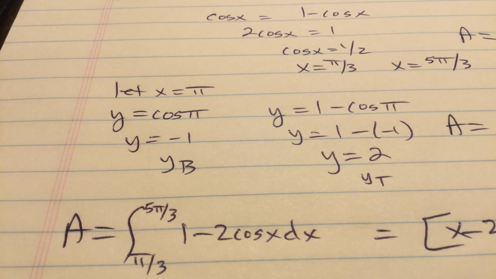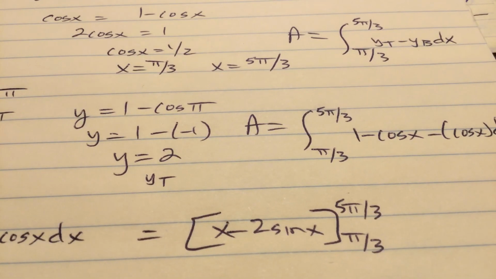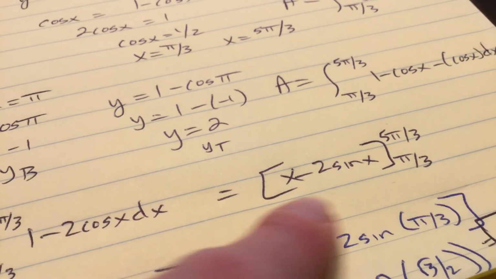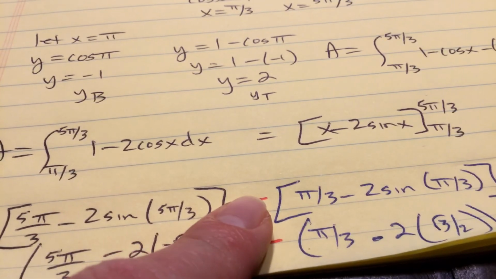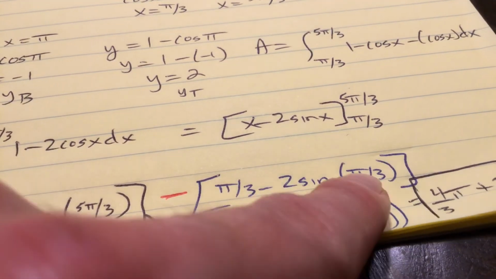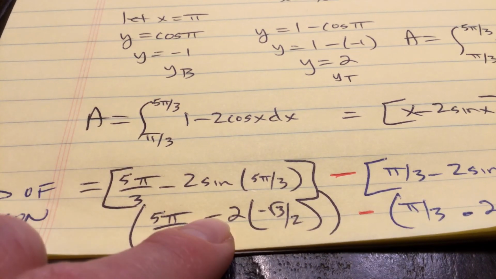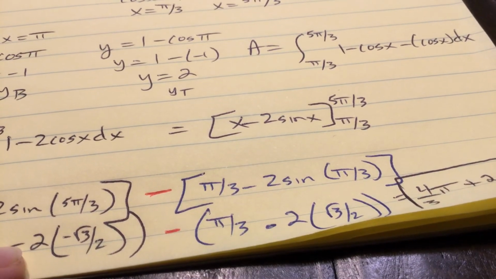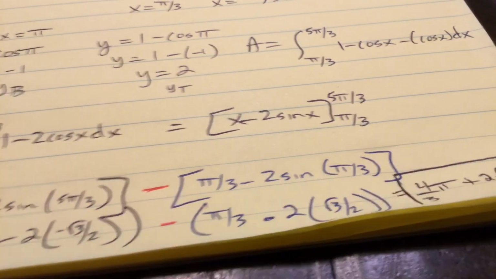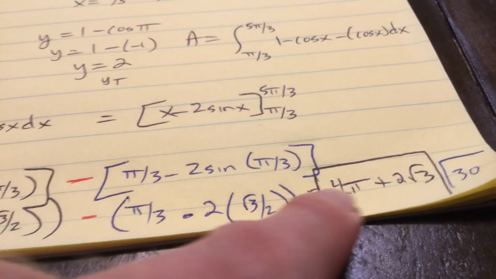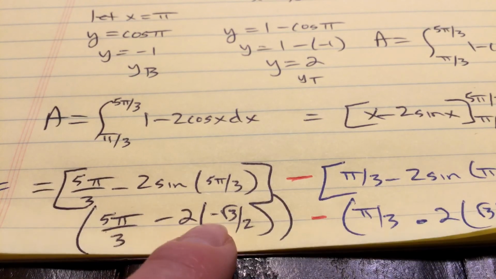There we go. Antiderivative of 1 is x. Antiderivative of a negative 2 cosine x is a negative 2 sine x. Lower bound pi thirds, upper bound 5 pi thirds. So I plug 5 pi thirds in there and there. Minus, plug in pi thirds in there and there. Sine of 5 pi thirds is a negative root 3 over 2. Sine of pi thirds is a positive root 3 over 2. Now 5 pi thirds minus pi thirds, that's 4 pi thirds.